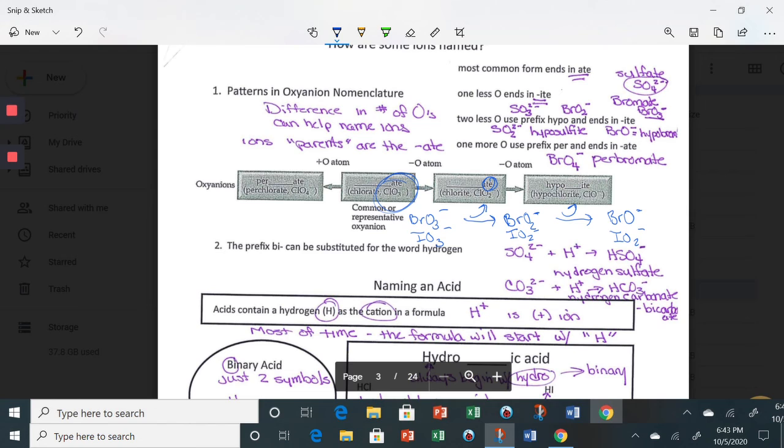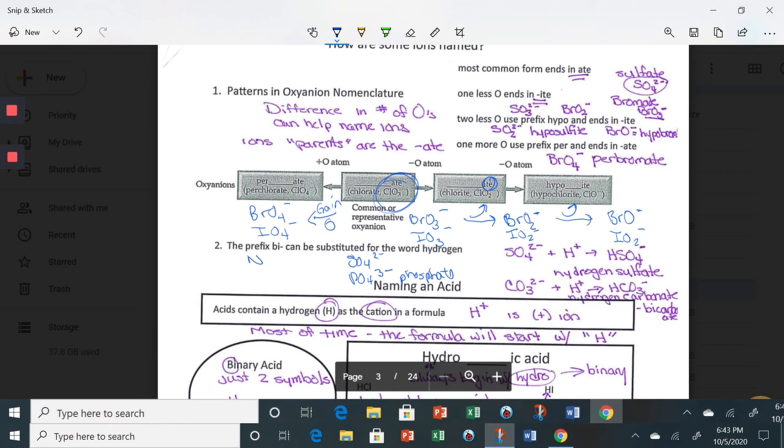If I go the other way and I gain an O, then it's perbromate, periodate, per. Sulfur follows that. Sulfate, sulfite, but you don't get the pers and the hypos. Nitrate, nitrite. Phosphate is PO4. So sulfate is SO4, 2 minus. PO4, 3 minus is phosphate.